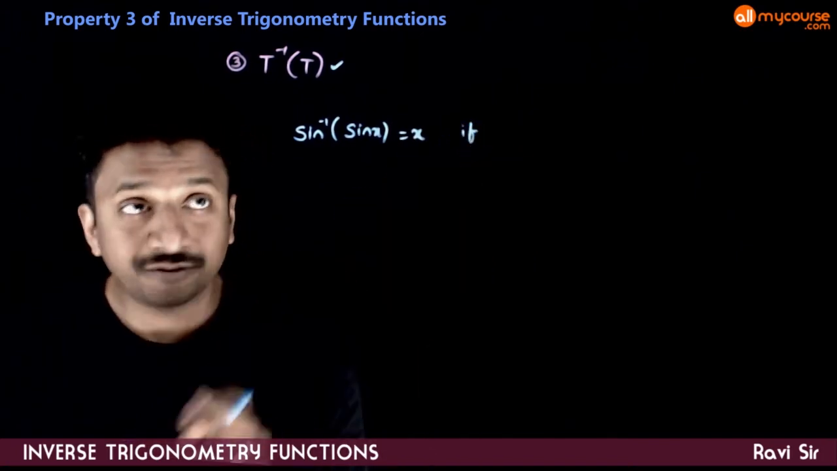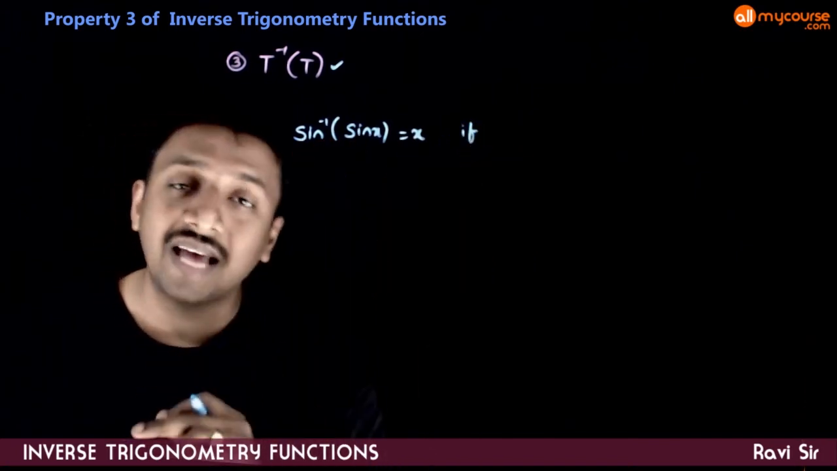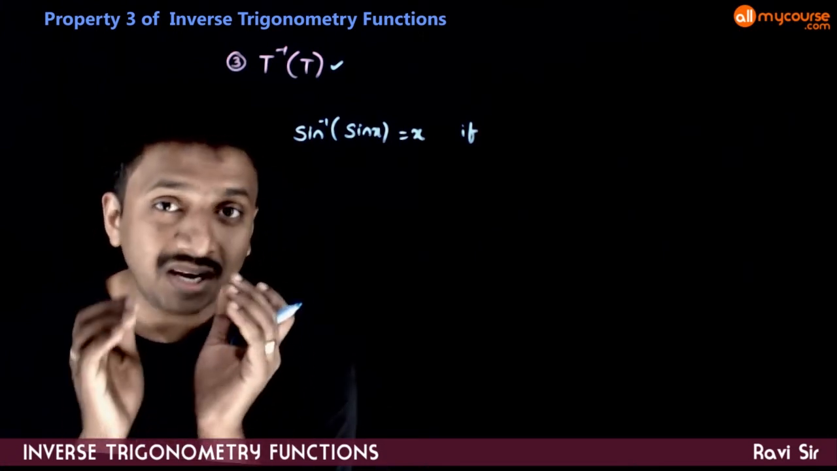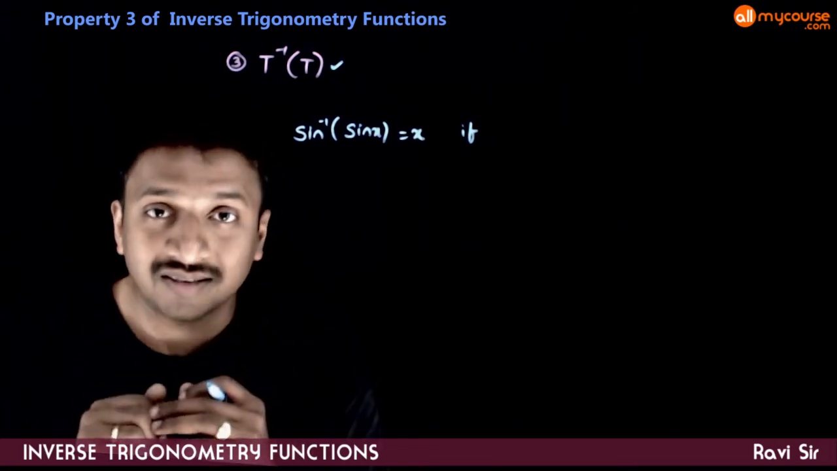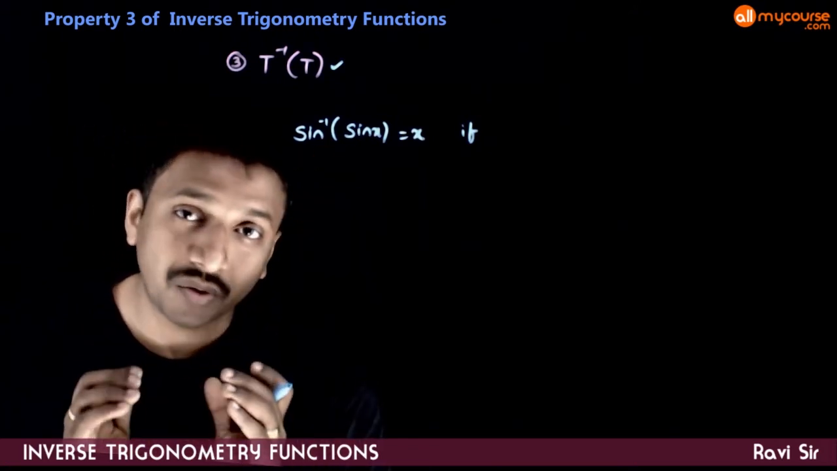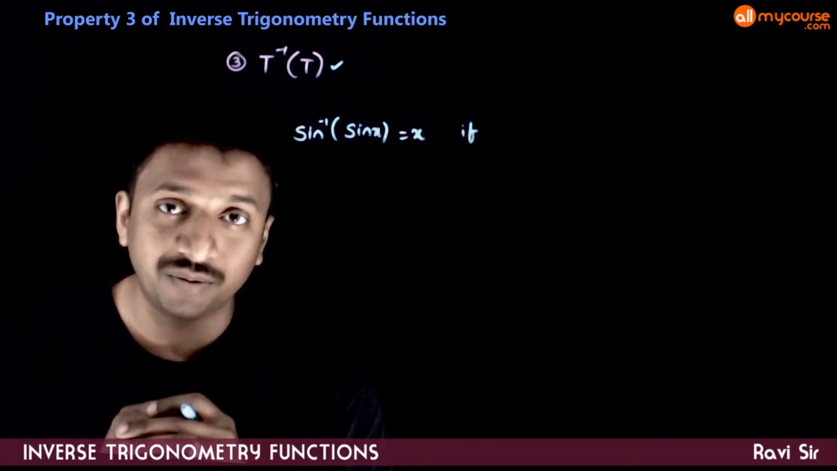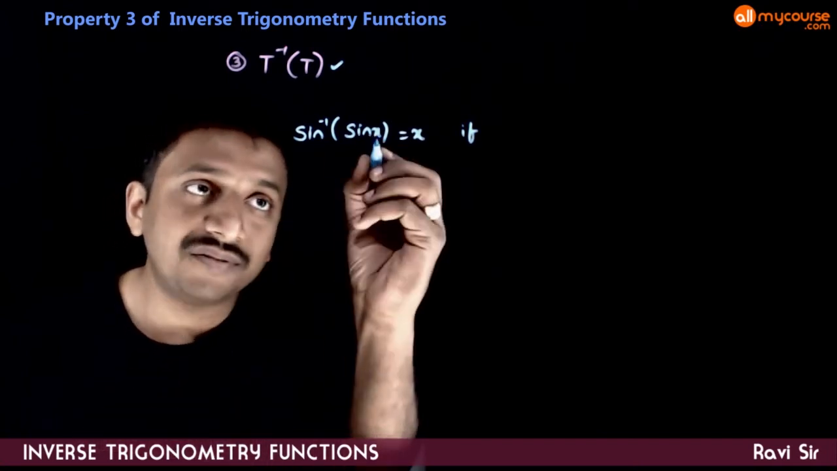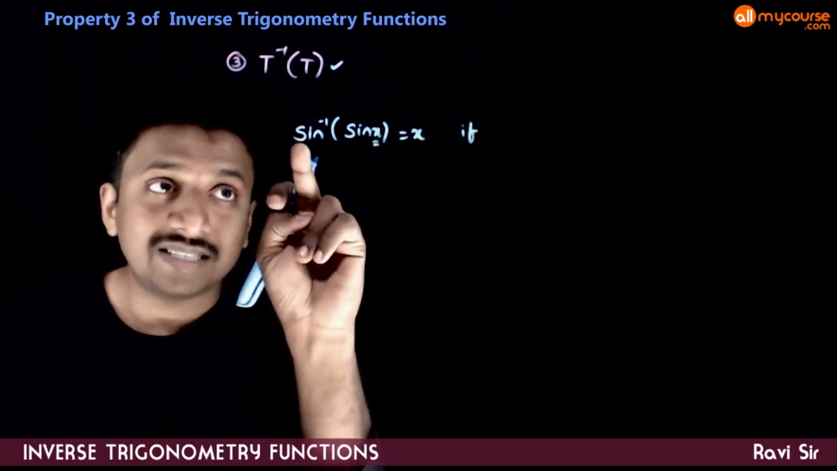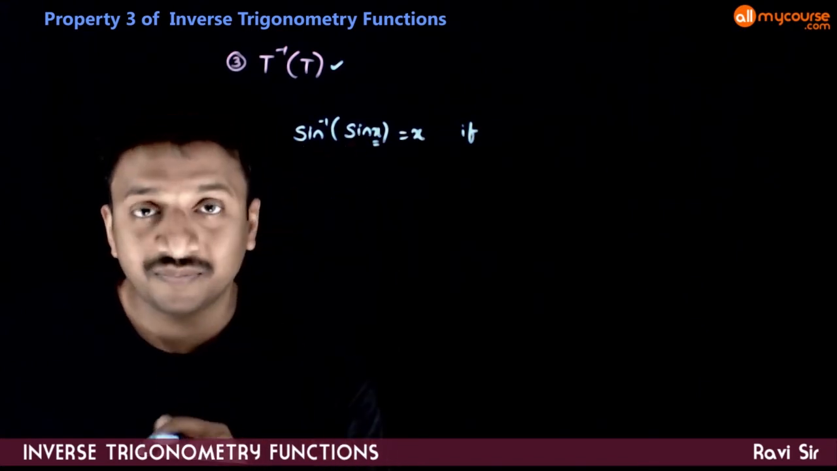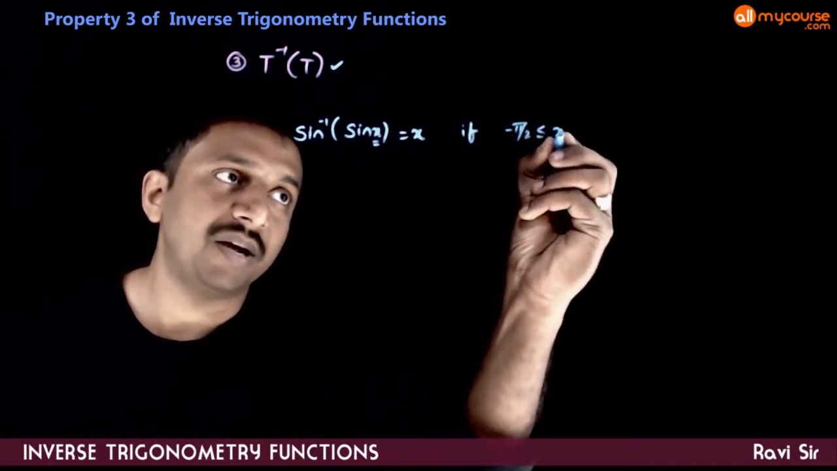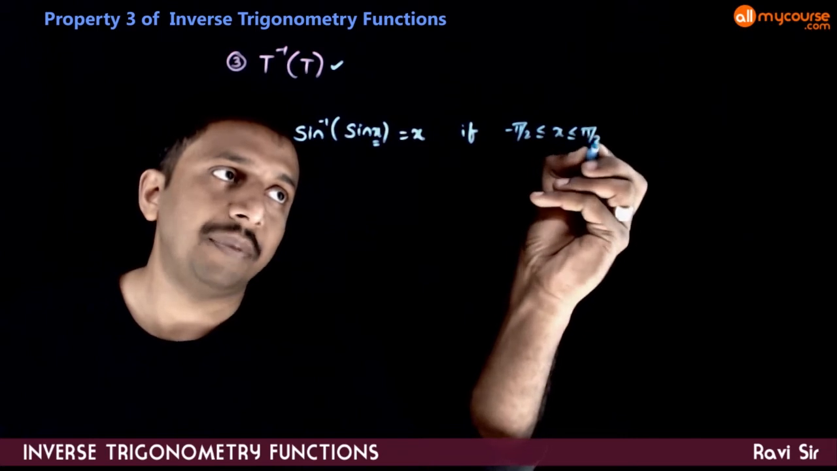only when sine inverse and sine cancel each other. We have already seen that within a particular domain of sine x, only sine inverse is the inverse of sine. That is, over which domain? Minus pi by 2 to pi by 2, right? So only if x lies between minus pi by 2 and plus pi by 2, sine inverse and sine cancel each other.